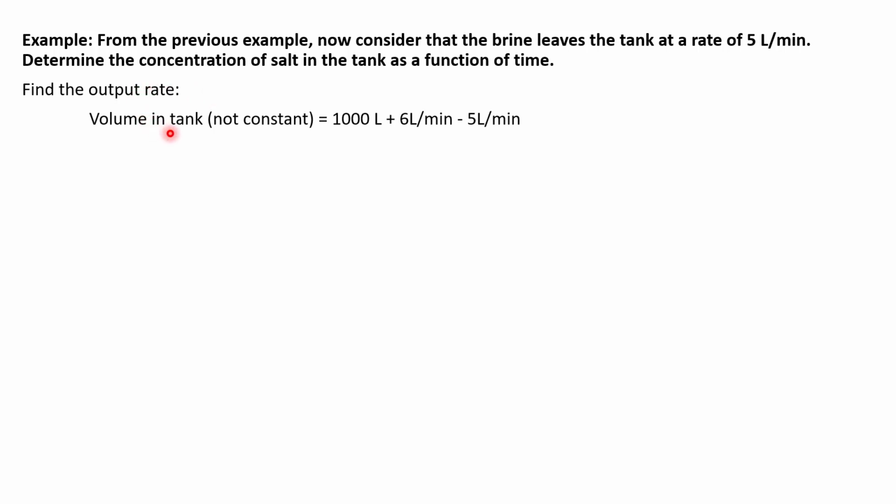Our volume in our tank is no longer constant because we're having 6 liters flow in per minute, but then 5 liters flow out per minute. And so we have our 1,000 liter tank plus, think of it as like 1 liter per unit of time. So that's what's happening with our volume. And so our concentration is our amount of salt in kilograms over our volume, which is dynamic here. So 1000 plus t in the denominator.